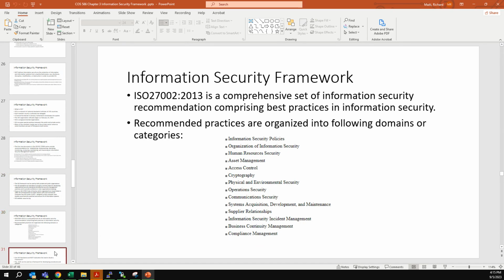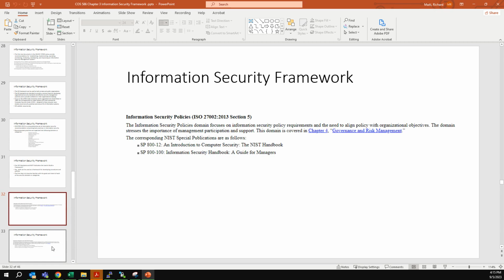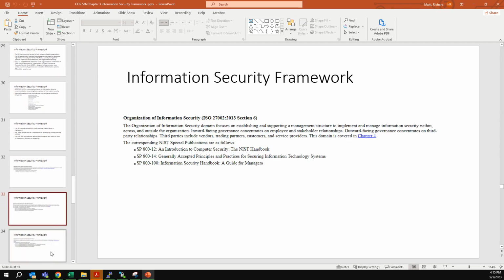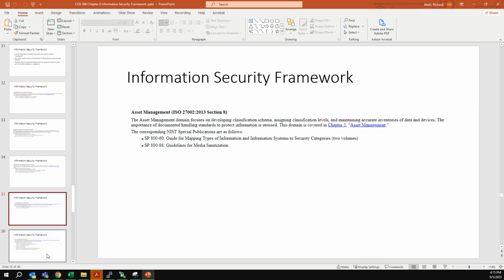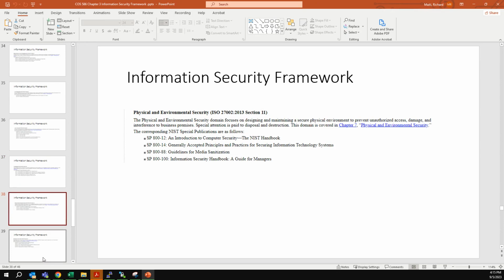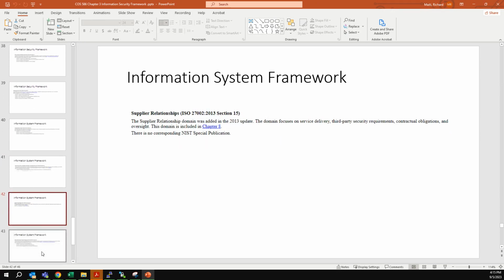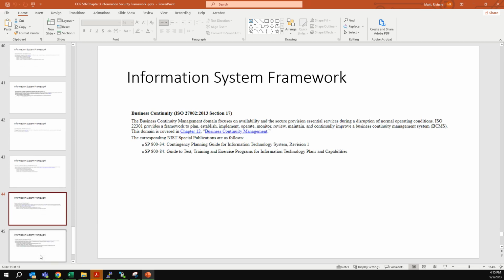There are different ISO frameworks. Yes, you can use both to build a framework, or take certain components from one framework to the other. These are specific frameworks for ISO. I'm not going to go into them in detail. You can read through these different kinds of ISOs that are here.